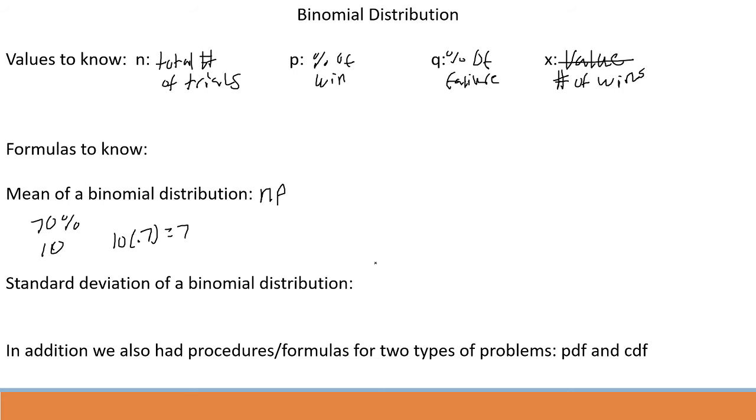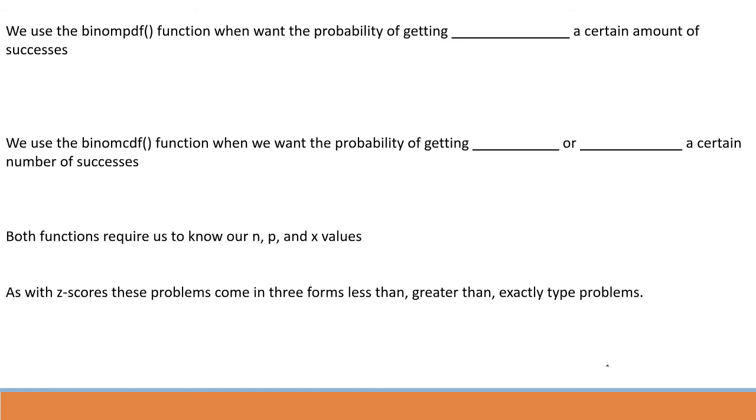To get the standard deviation, it's going to be root NPQ. So for standard deviation, you multiply N, P, and Q together, and then you take the square root. And if you want to figure out the probability of getting a certain amount of wins or losses, or up or down, then we had two types of problems. We had a PDF problem and a CDF problem. And the CDF kind of had two different versions of it as well.